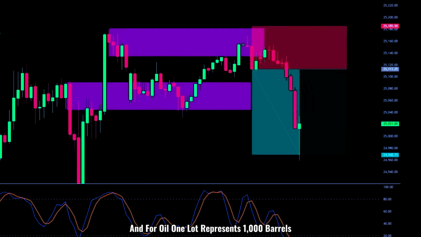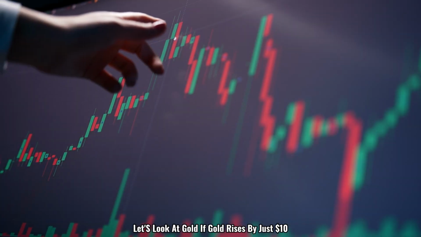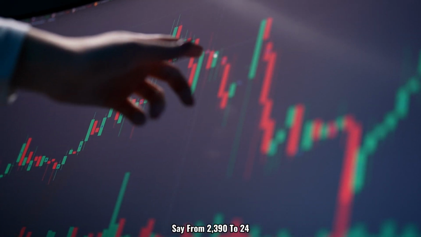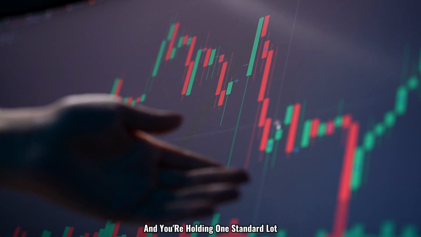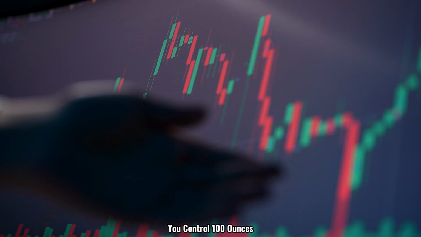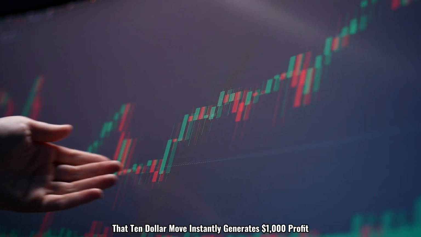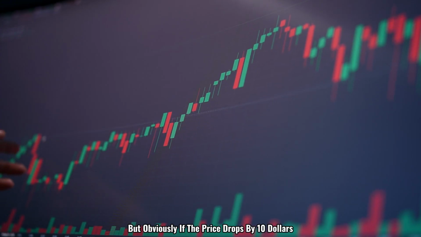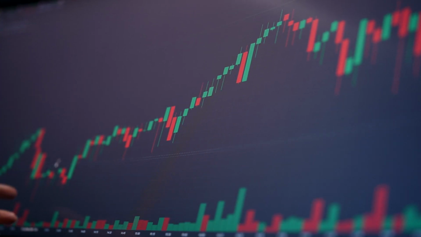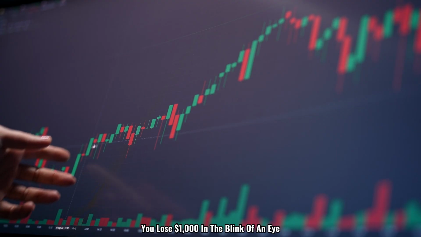And for oil, one lot represents 1,000 barrels. Just to show you the terrifying and thrilling power of volume, let's look at gold. If gold rises by just $10, say from 2,390 to 2,400, and you're holding one standard lot, you control 100 ounces. That $10 move instantly generates $1,000 profit. But obviously, if the price drops by $10, you lose $1,000 in the blink of an eye.